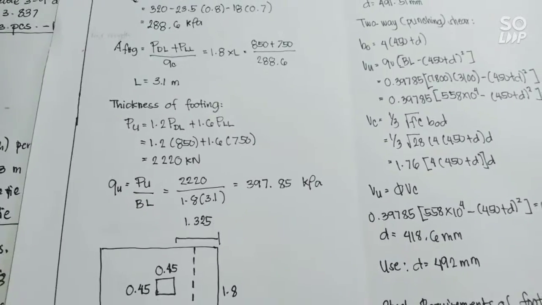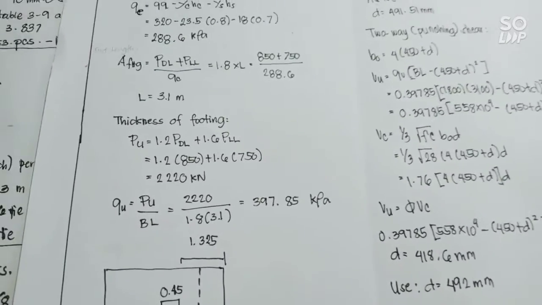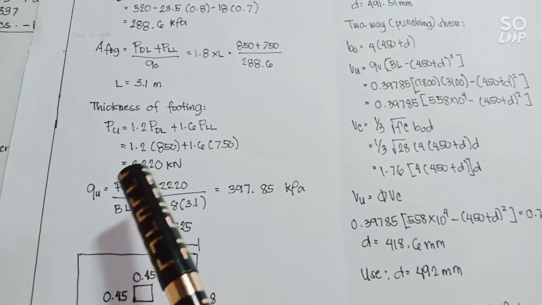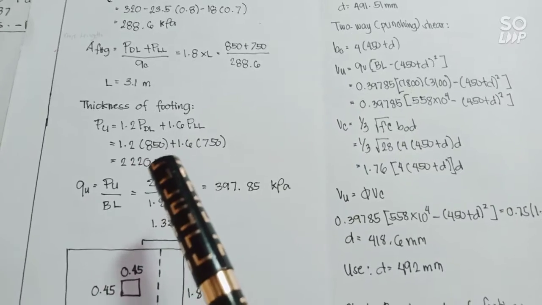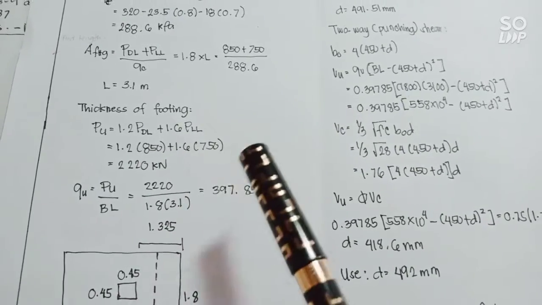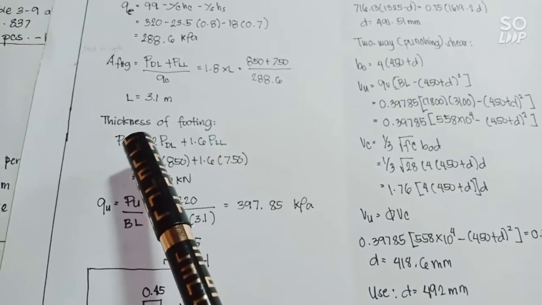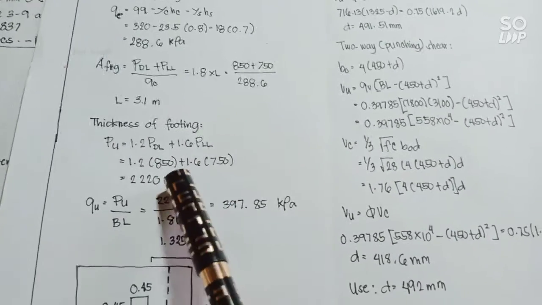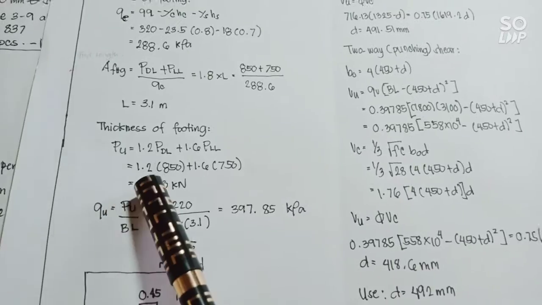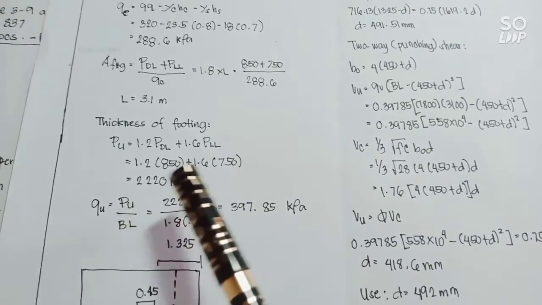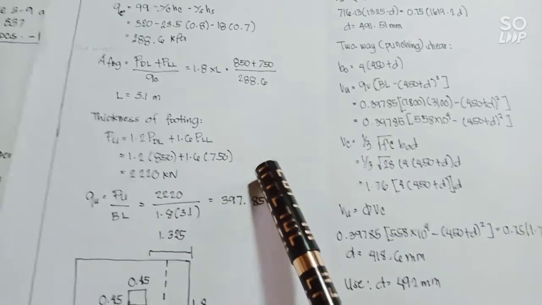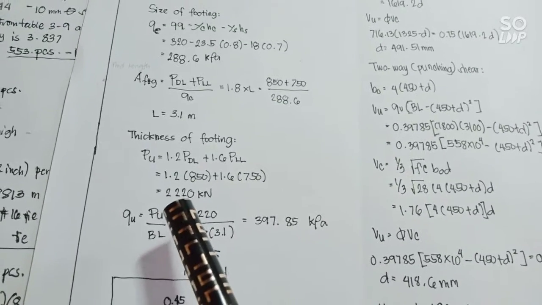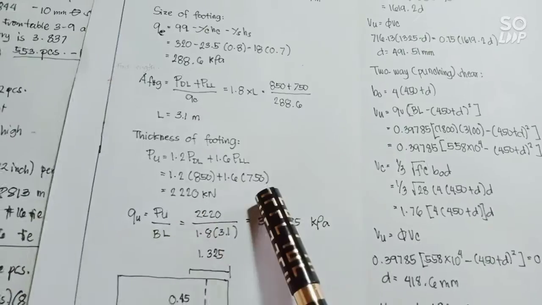We proceed to the thickness of the footing, for which we need to use this formula. PU is equal to 1.2 times the dead load plus 1.6 times the live load, where PU is a factored bearing capacity. Then we substitute the dead load and the live load. So 1.2 times 850 plus 1.6 times 750. Our factored load now is 2,220 kilonewton.